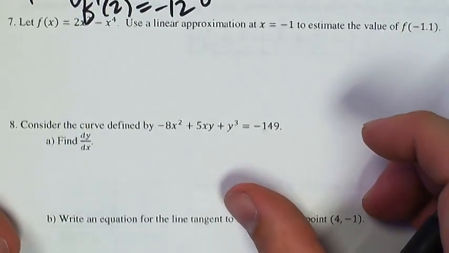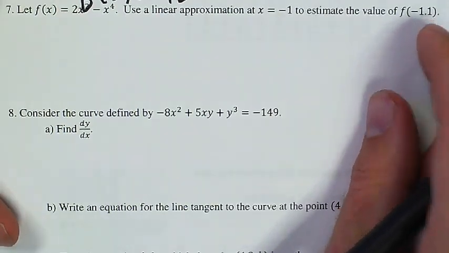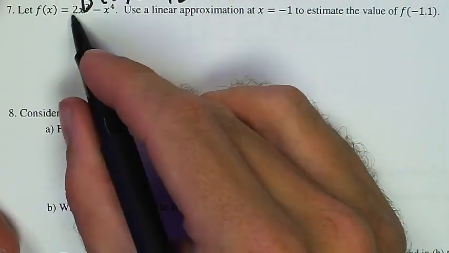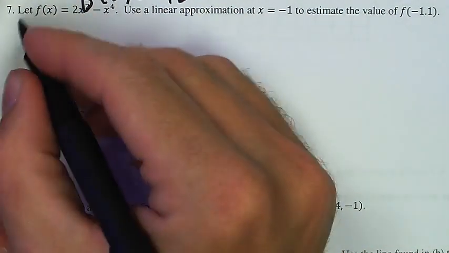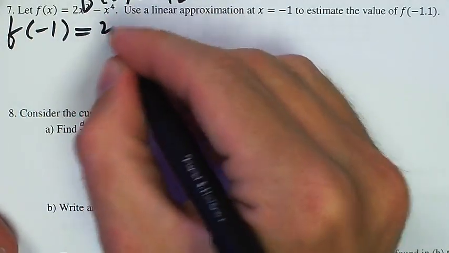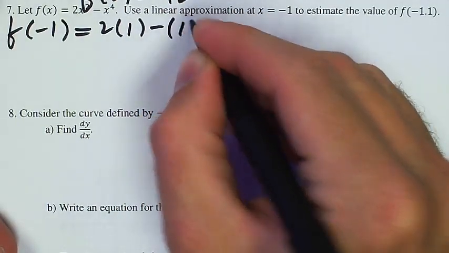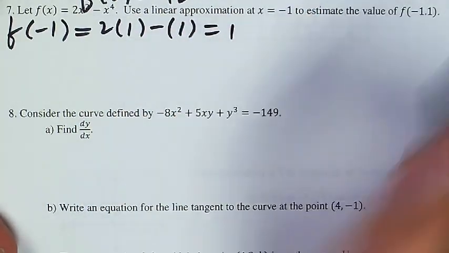Okay. Use a linear approximation at x equals negative 1 to estimate the value of f of negative 1.1. That was 2x squared minus x to the 4th. So f of negative 1 equals 2 times x squared, which is 1, minus x to the 4th, which is 1. So 2 times 1 minus 1 is 1.